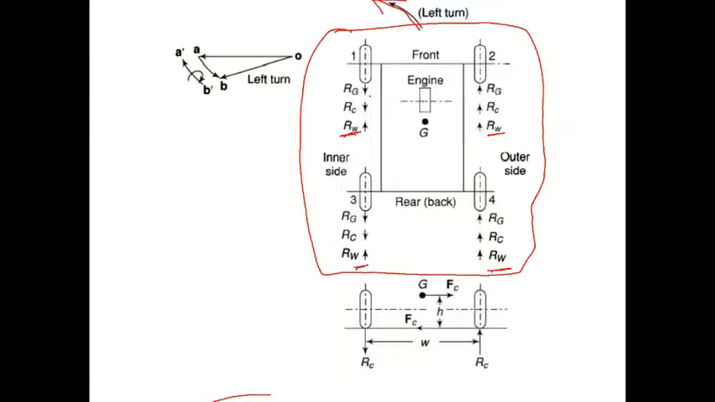If it is taking a left turn, a kind of gyroscopic force will be acting on all the wheels. Since it is taking a left turn, wheel 1 and wheel 3 will be considered as inner wheels, and wheel 2 and wheel 4 will be considered as outer wheels. Why we are studying this topic: if it is taking the left turn, the outer wheels, wheel 2 and wheel 4, should have contact with the road.